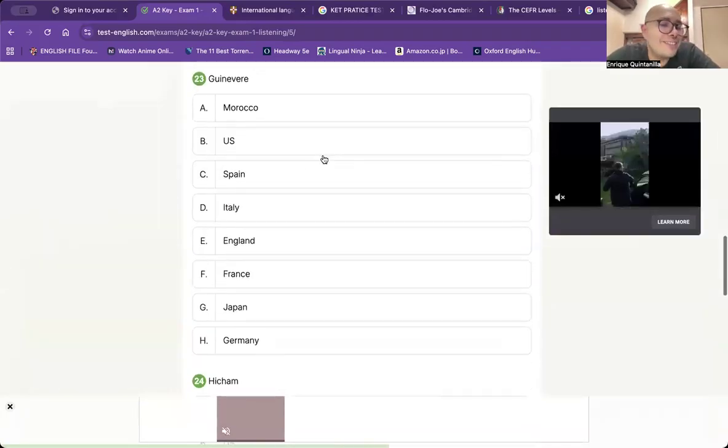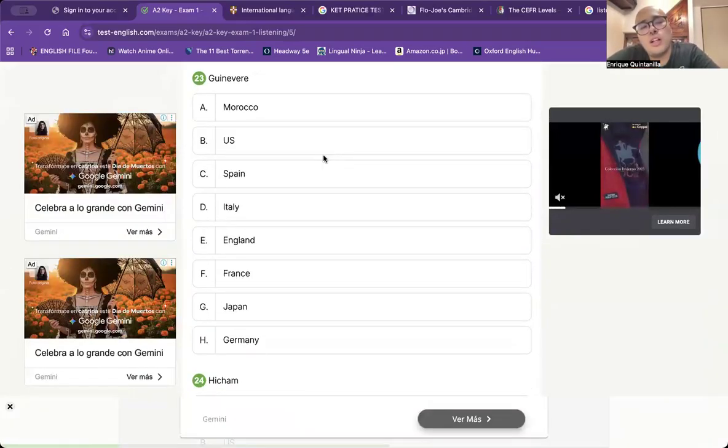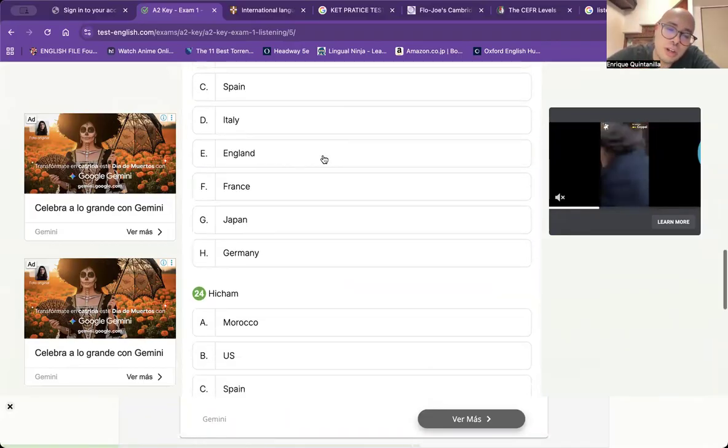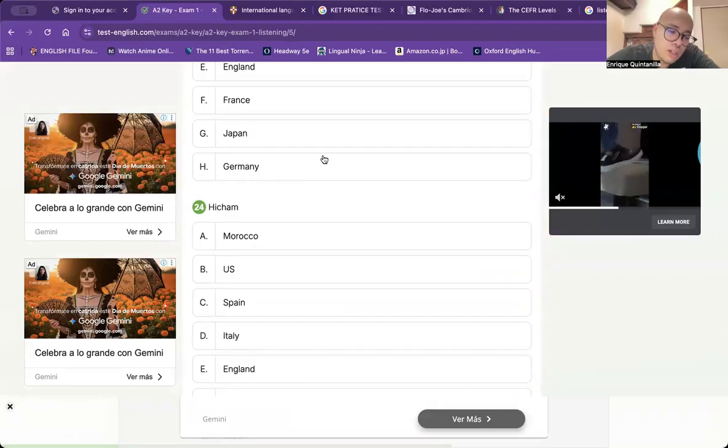So that's why it's important not to get distracted, because if you get distracted, you will lose track, or you won't pay attention to these details.